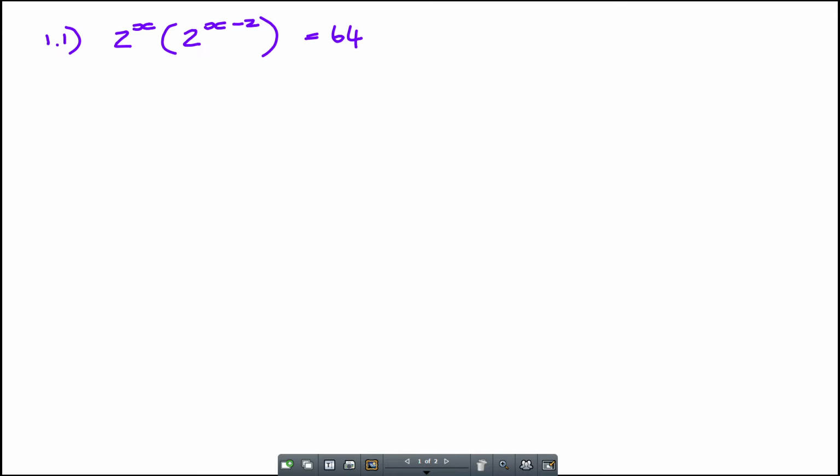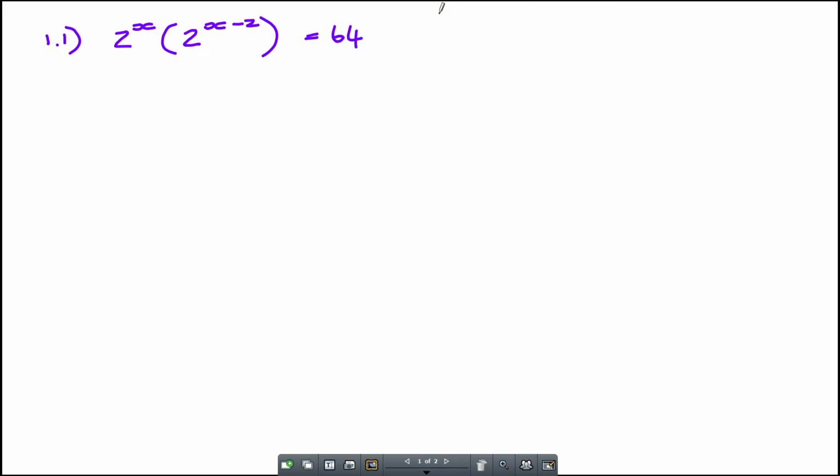Okay, people, so this chapter is about logs and exponents. We started off with just normal exponents, those two sums that I gave you, just to get you guys into the rhythm of exponents. Okay, good.